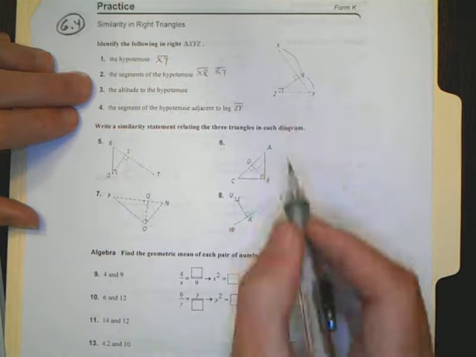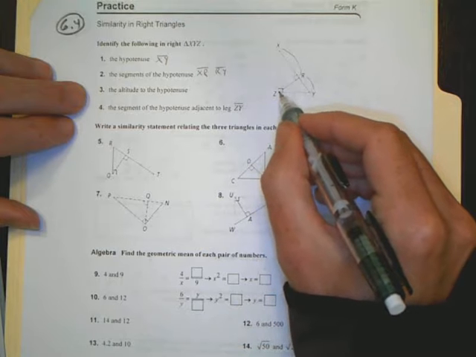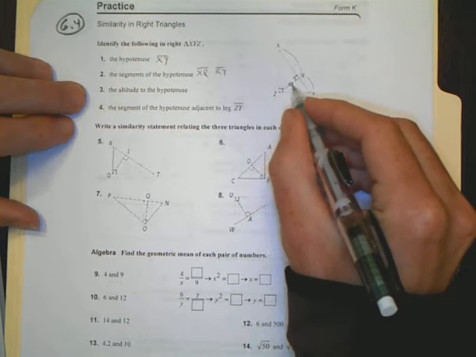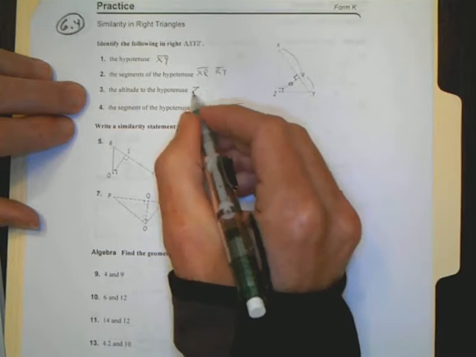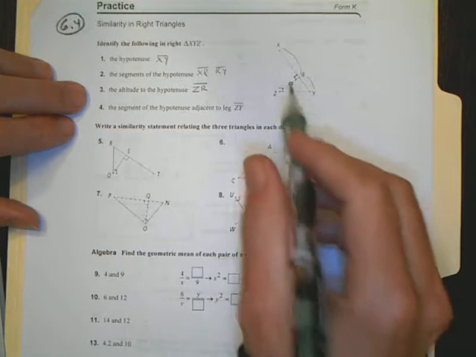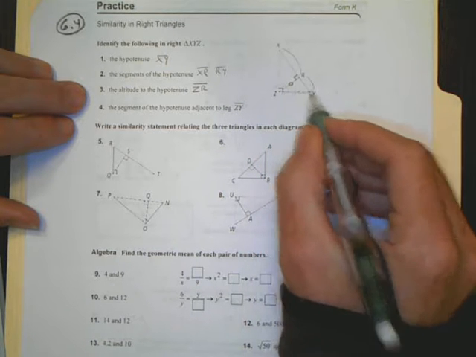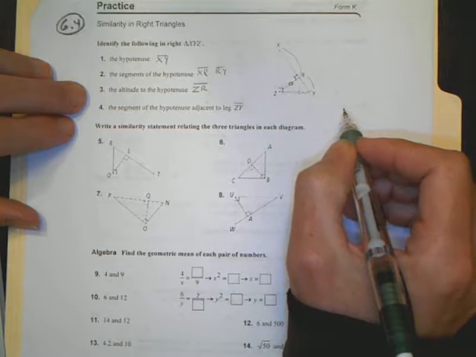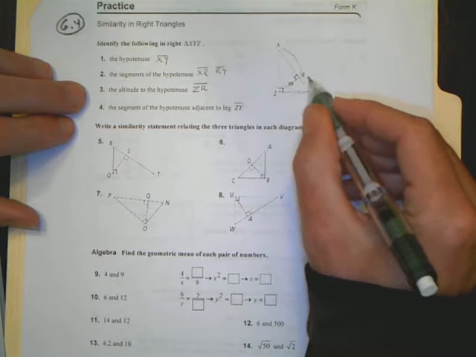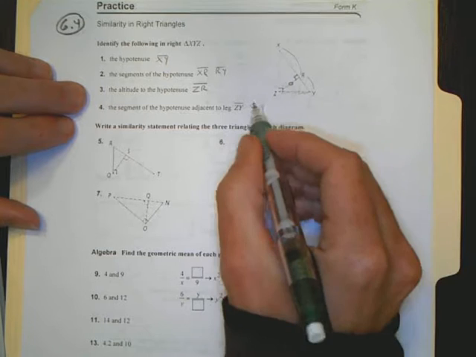The altitude is what we call the line that goes from the original right angle and goes straight down to form another right angle on the hypotenuse. So this is my altitude line right there, which is segment ZR. And then it's asking for the segment of the hypotenuse adjacent to ZY. Well, this is ZY all through here. That's my ZY. And the segment that is adjacent to it would be, right beside it, RY. Adjacent just means next to.